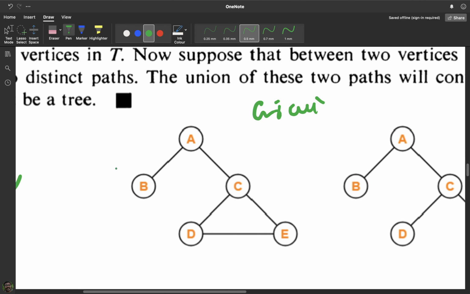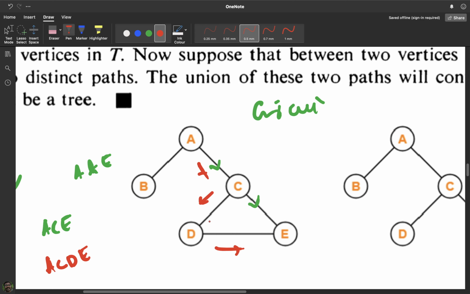Or another case, suppose you need a path from A to E. There is exactly one path between A and B, that's no issue there. Suppose I'm considering the vertices A and E. Suppose there are two paths. You can see that there is a path like this, where A goes to C, C goes to E. And you can also construct another path from A to E. First I go from A to C, then I go to D, then I go to E. So if I take the union of these two paths, I'll be getting this entire portion, and you can see that it contains a circuit.